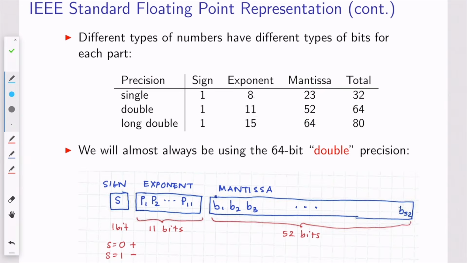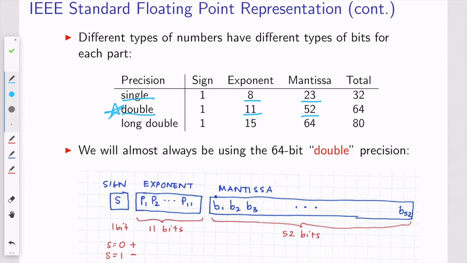There are different levels of precision that a computer might use to store numbers. So there's something called single precision, where the exponent has 8 binary digits and the mantissa has 23. There's double precision, where the exponent has 11 and the mantissa has 52, and then there's this thing called long double. We're almost always going to be using double, maybe exclusively. That's what we'll be thinking of.